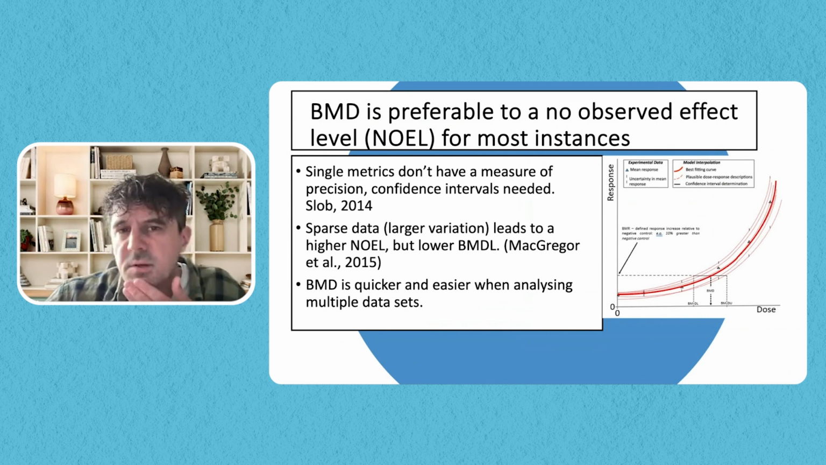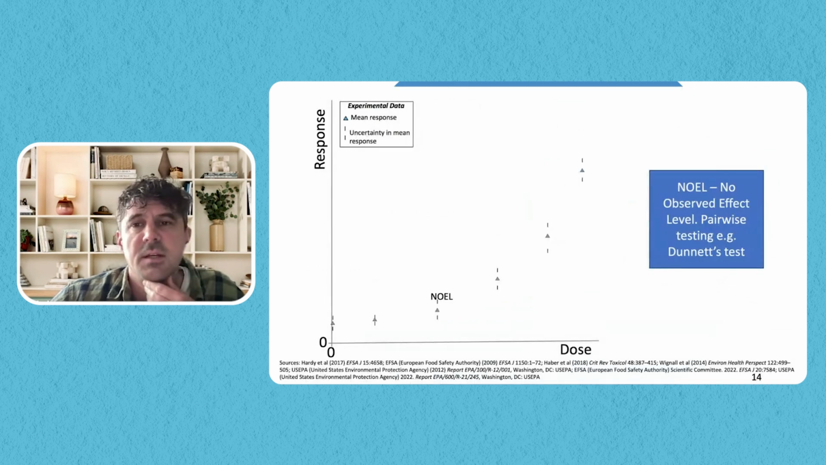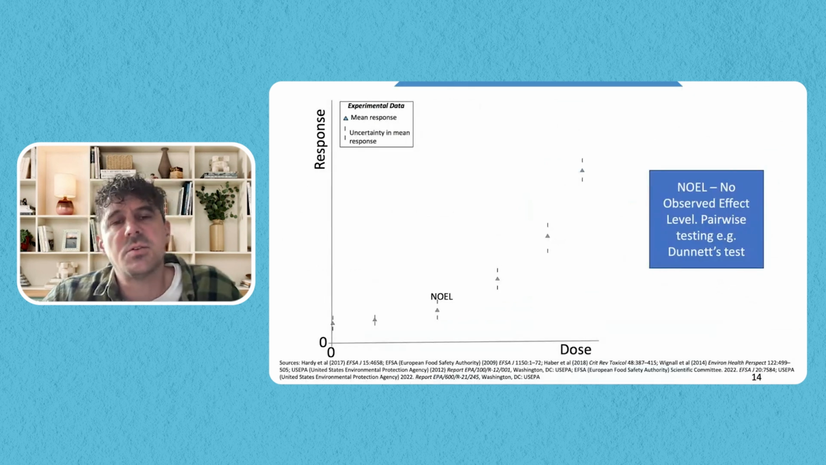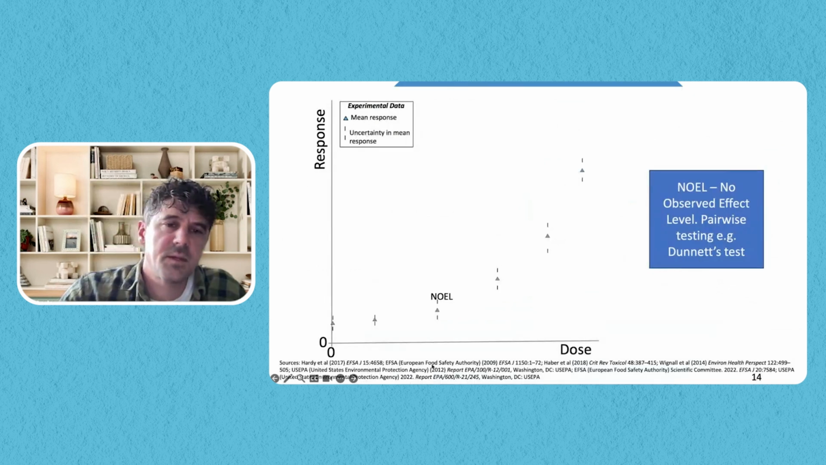I'm eating into my time, so I will just skip through that one a little bit, but it's good for your reference just to critique why no observed effect level is not very good. But here's a visual interpretation of why it's not so good. So here's that dose response that I showed you before for the BMD modeling. Okay, there's a no observed effect level. You've done your Dunnett's test. That overlaps with that, so it's not significant.